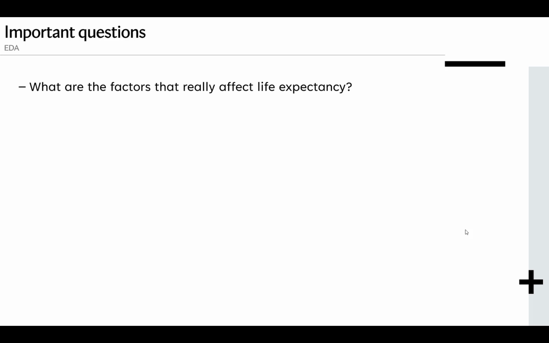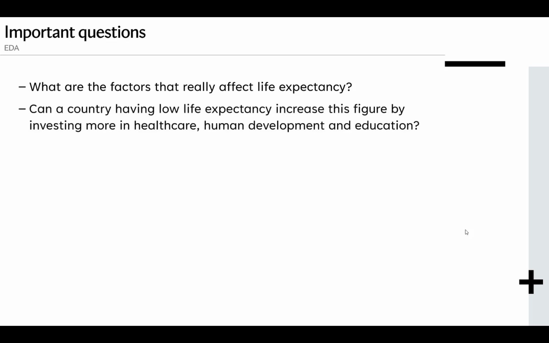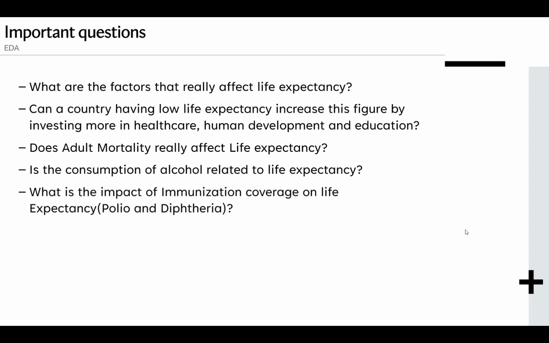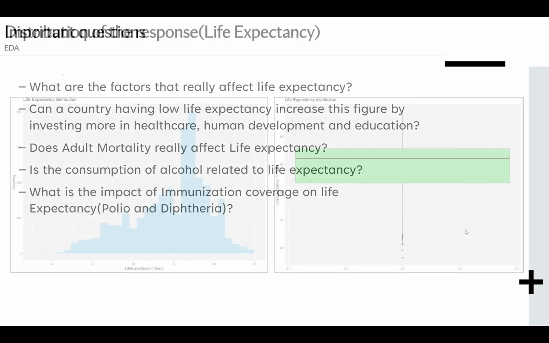In this EDA analysis, we will respond to different questions. For example, what are the factors that really affect life expectancy? Can a country having low life expectancy increase this figure by investing more in healthcare, human development, and education? Does adult mortality really affect life expectancy? Is the consumption of alcohol really related to life expectancy? What is the impact of immunization coverage on life expectancy in terms of polio and diphtheria?